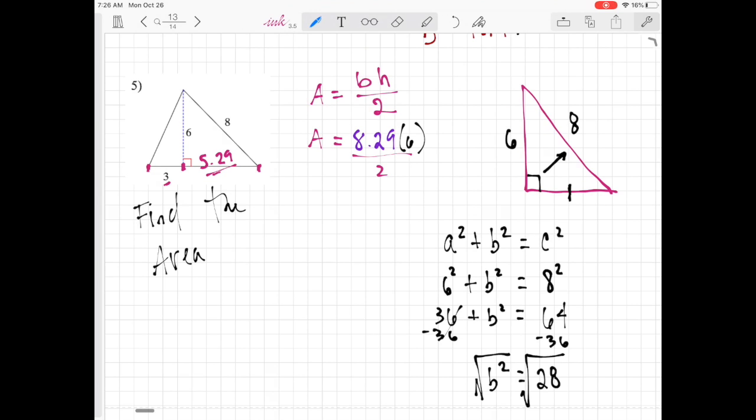If I multiply these out, we get 49.74. And I just did that on a calculator. Then we divide it by 2. And we get area equals 24.8.